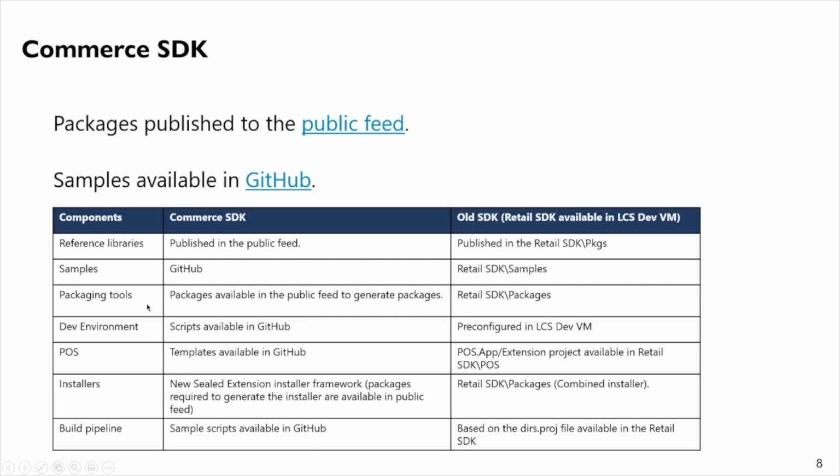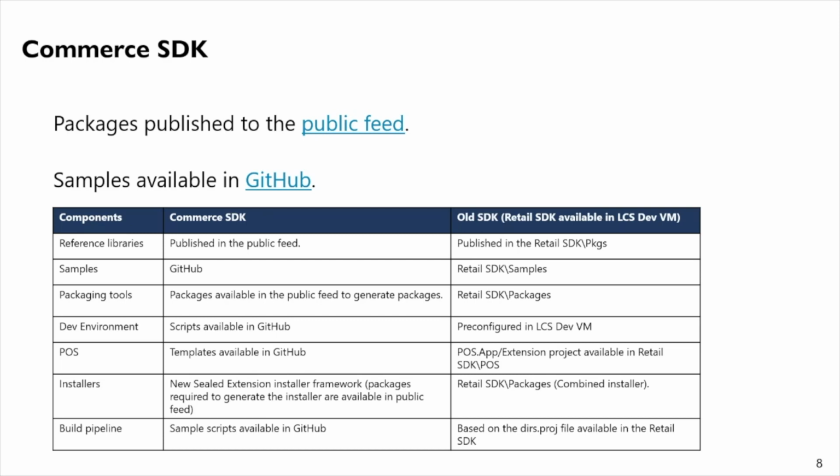The other reason why you would need our SDK is to generate the extension packages or installers, right? Previously in the old SDK, when you do MS build, it generates all those packages. Now we have much more simplified the package generation or installer generation process. You can consume the packages from the public feed. Say, for example, I want to generate my extension package for the Commerce Cloud Scale unit. I can consume that particular package, and when I build my project, it generates the output.